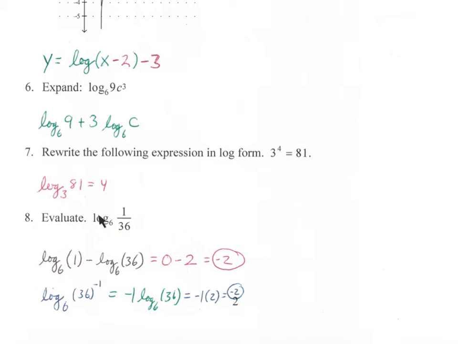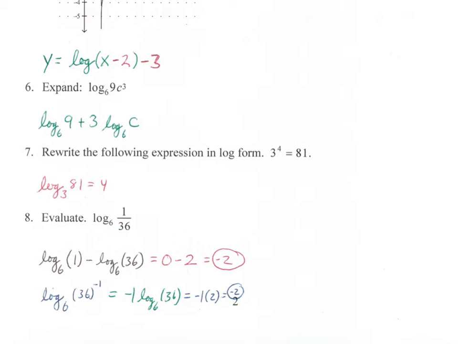This one down here, number 8, next one, sorry, not last. I want to evaluate this value. There are different ways of doing it. The first way I did it here, if you can look, I expanded it out. 1 divided by 36 is 1 minus 36. And then the value of this is 6 to the what power is 1, that's 0. This is saying 6 to the what power is 36, that's 2. 0 minus 2 is negative 2.